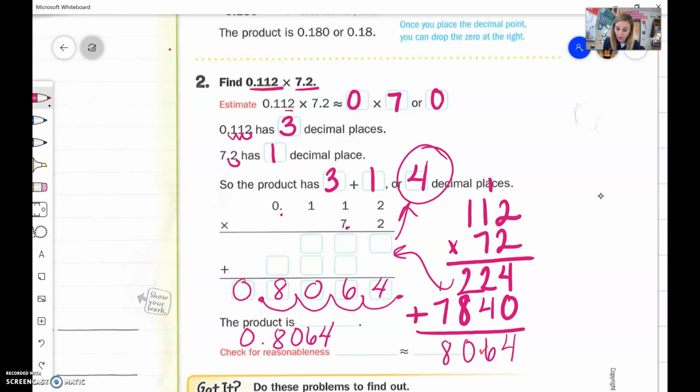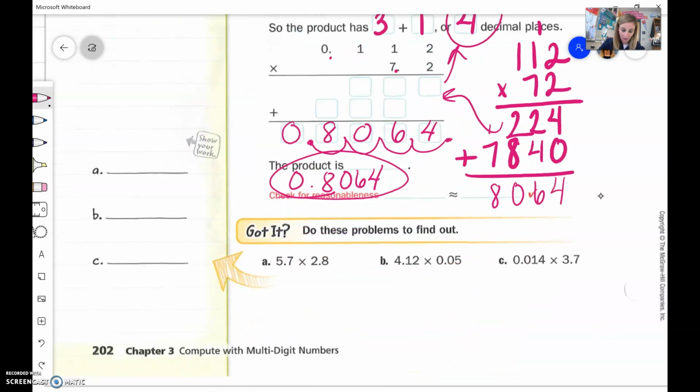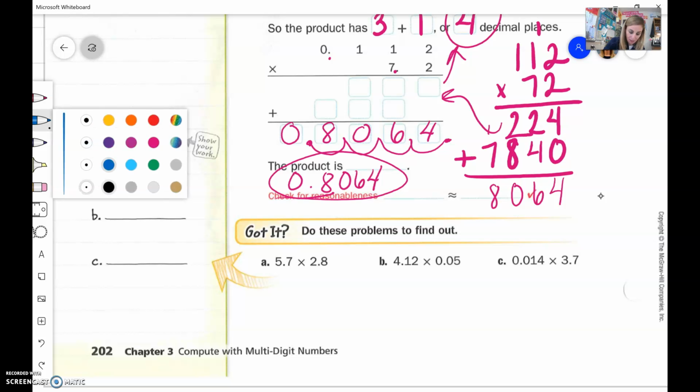0.8064. Okay, I said that my answer is going to be 0 or less than 1. Is that less than 1? Yes, then we have done it correctly. Okay, let's take a look at this next one. I've got to make sure.